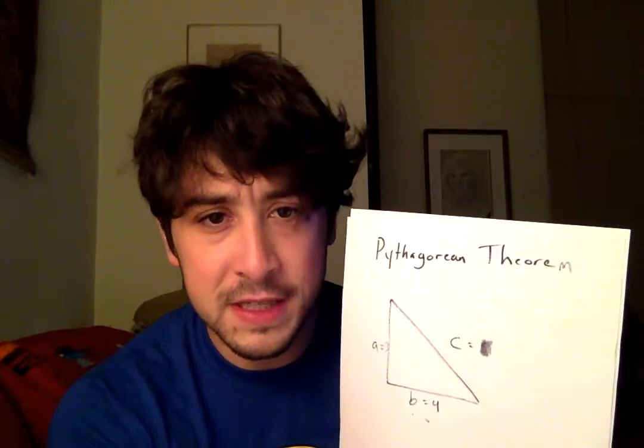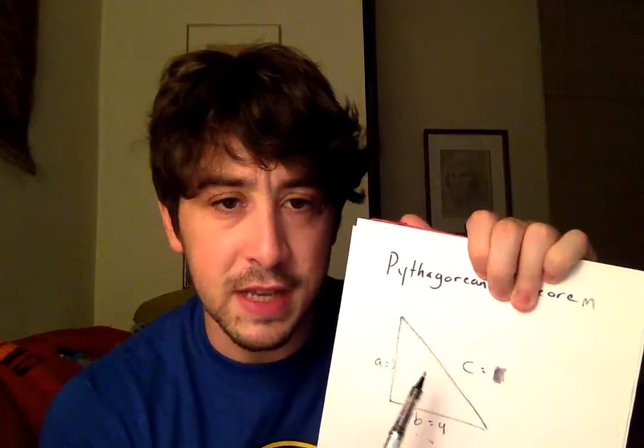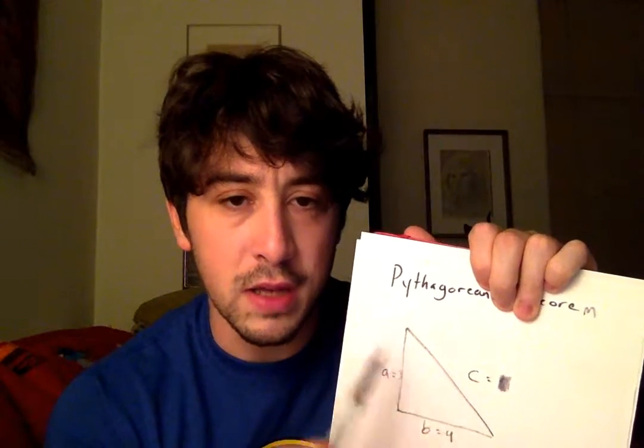So hypotenuse is a fancy word. What it means, though, is it's just this side right here, this long diagonal side. So what the Pythagorean theorem states, and what it allows us to do, is that by squaring the values that we have for A and for B, we're going to figure out what C is.